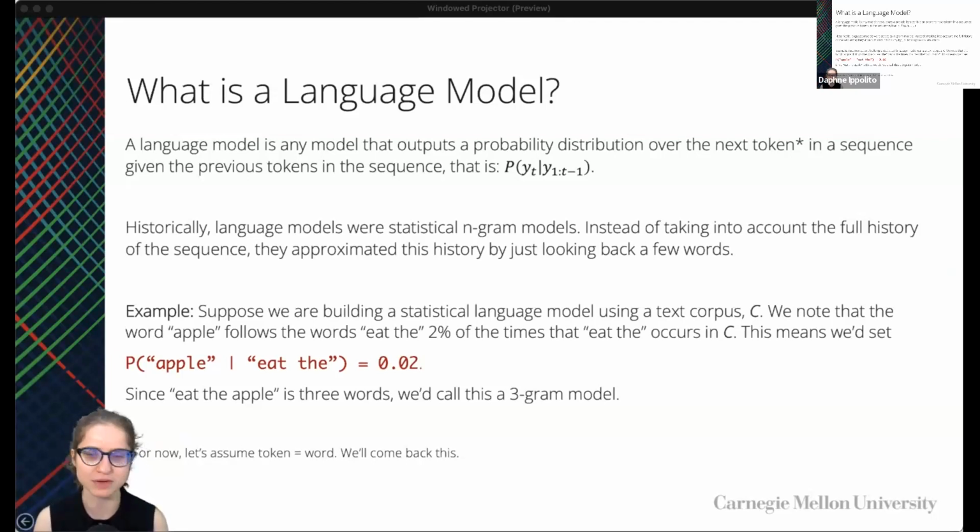Someone asked if I will be covering ethics, and I will not be covering ethics in this talk, although I think there are other talks in this series that have touched upon ethics or will touch upon ethics.